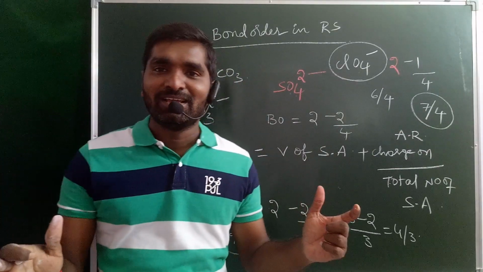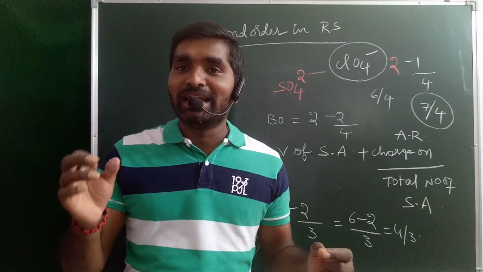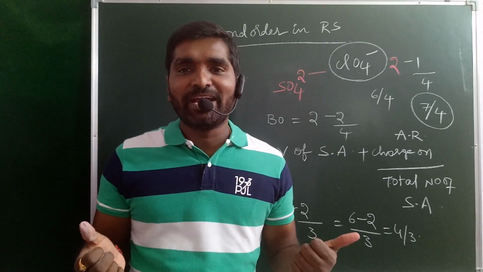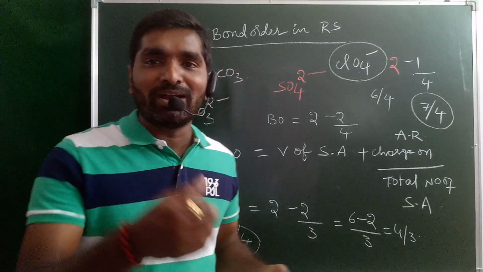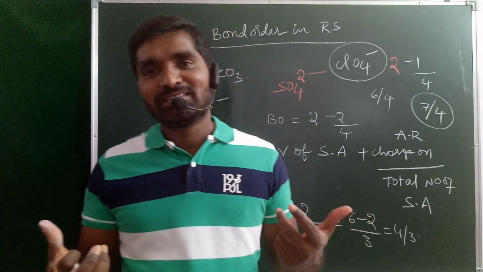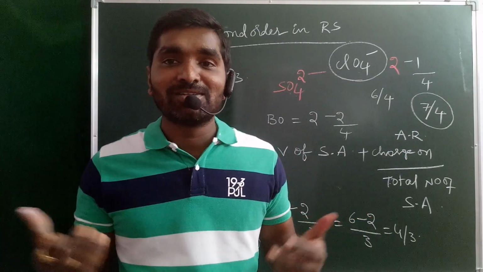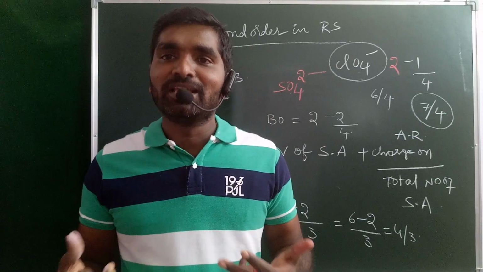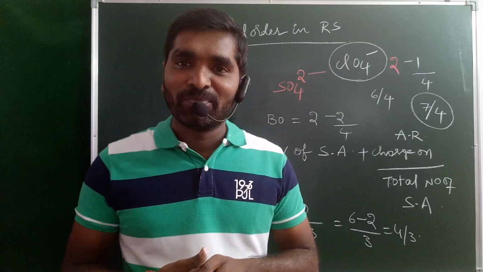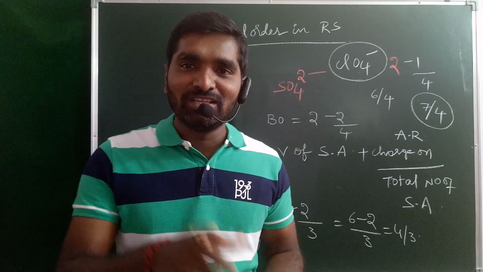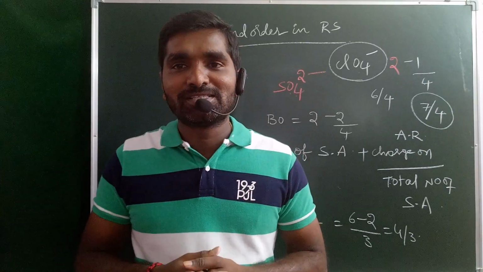Is it clear, guys? It's a simple trick, a super trick. For more than an 18 electron system, you can easily find the bond order. With the bond order, you can calculate the bond length and bond strength. If the bond order increases, bond strength automatically increases. If bond order increases, bond length decreases. Is it clear? Within 5 seconds, you can find the bond order in polyatomic molecules.